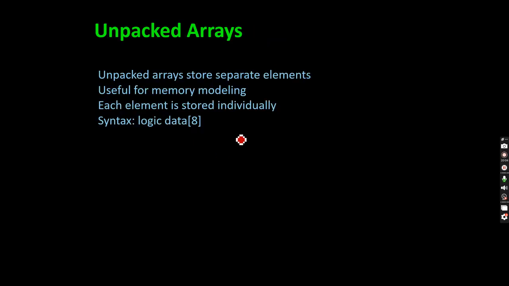Unpacked. As I said before, the unpacked declaration looks like this. Directly you can give 8, or you can give 0 down to 7, or 7 down to 0, anything your wish, on the right side. So first of all, the data type we have to specify, and the variable name, and then the size of the unpacked array. Now the structure looks like this.